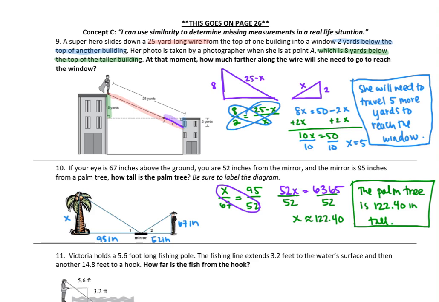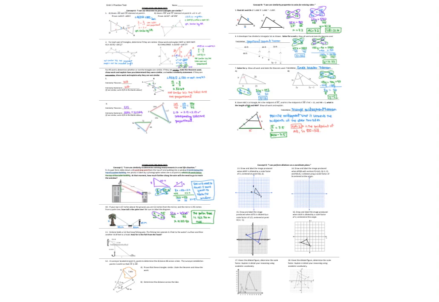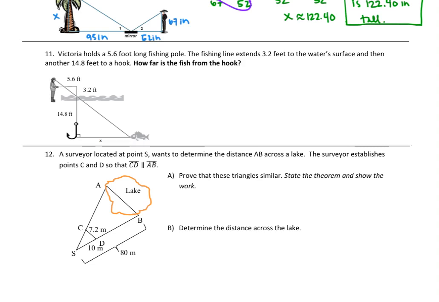All right, number 11 says that Victoria holds a 5.6 long fishing pole. And the fishing line extends 3.2 feet to the water surface and then another 14.8 feet to a hook. How far is the fish from the hook? So the picture's already drawn for us. It's just a matter of setting it up. So this one we're going to set up the horizontal over the horizontal equals the vertical over the vertical. So it's going to be 5.6 over x equals 3.2 over 14.8.